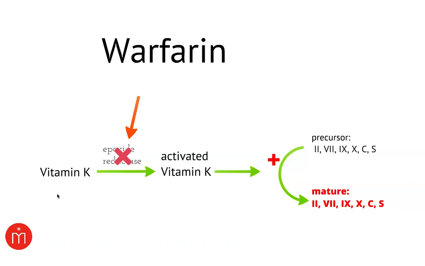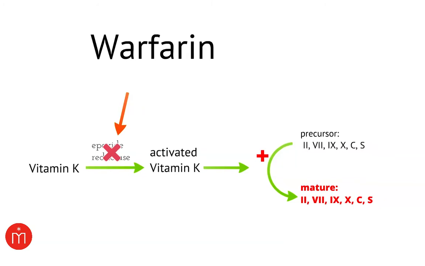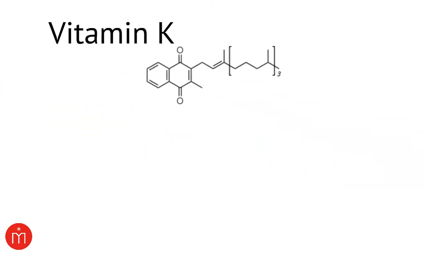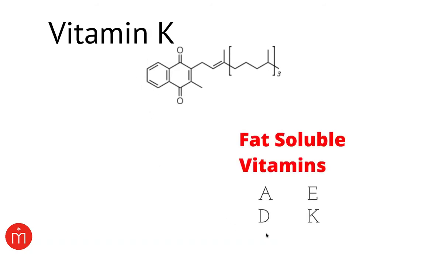So warfarin's effects are on preventing vitamin K from being active. Let's talk a little bit more about vitamin K before we move on to some of the specifics of this reaction. Vitamin K, as we can see here, has a ringed structure, and what this ringed structure implies is that it's fat-soluble. Vitamin K is among a group of vitamins that are fat-soluble, and it's important to remember that A, D, E, and K are all the fat-soluble vitamins. And we'll talk about that at the end of this discussion about why that's important.